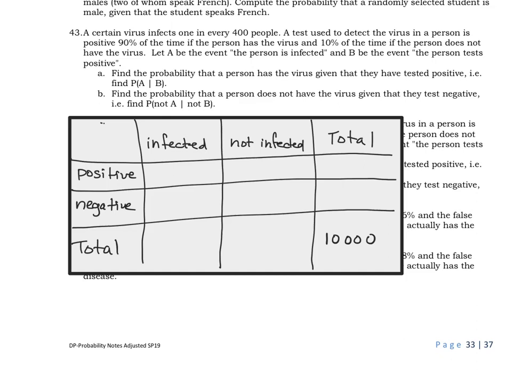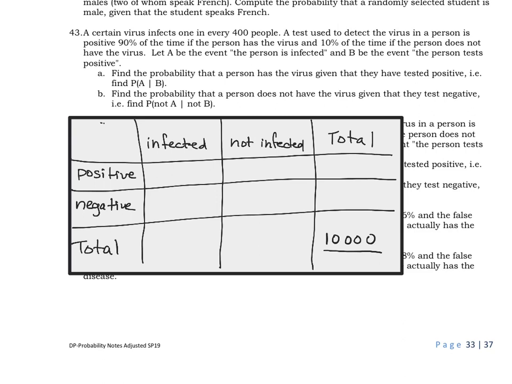Probability practice exercise number 43. A certain virus infects 1 in every 400 people. Well, let's start there. Generally, we use the 10,000 for our total.